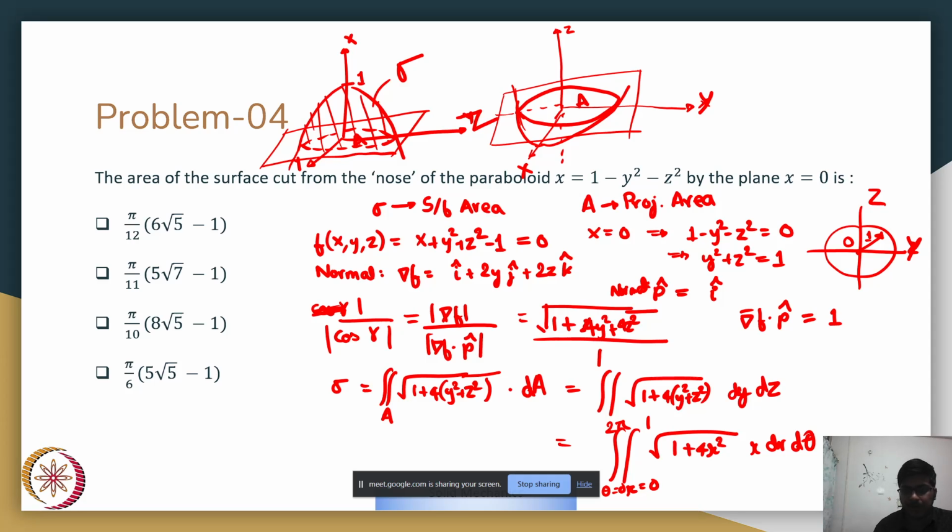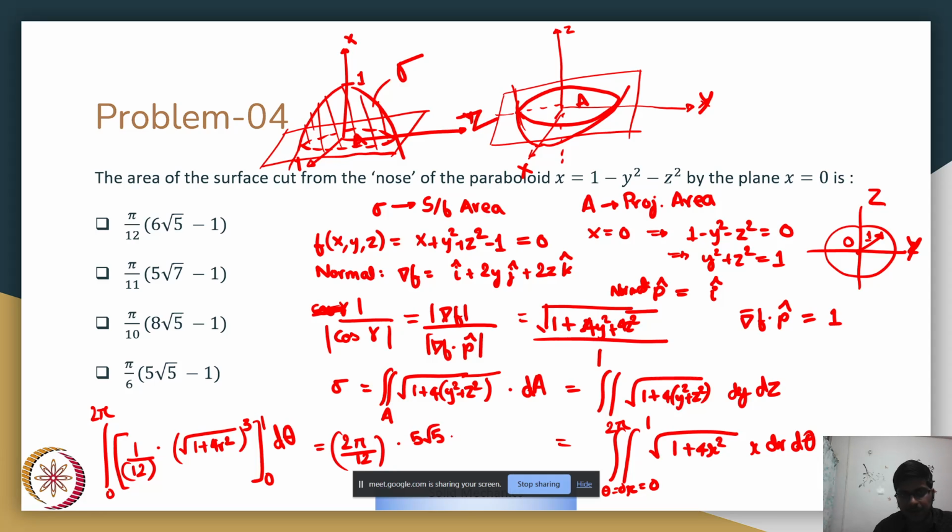If we substitute it into the formula that we got previously, it is nothing but 1 by 12 root of 1 plus 4r square whole cube evaluated over 0 to 1, d theta from 0 to 2 pi, which is nothing but 2 pi by 12 times root 5 minus 1. So it's basically pi by 6 into 5 root 5 minus 1.